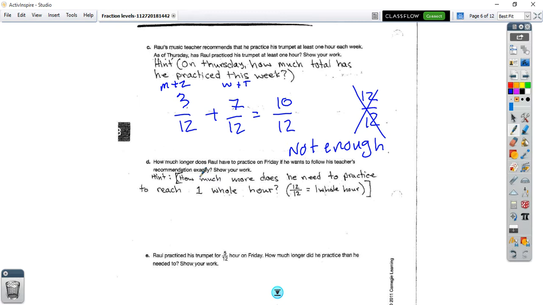D asks, how much longer does Raul have to practice on Friday if he wants to follow his teacher's recommendations exactly? Show your work. Well, we know that 1 whole hour is 12/12. So if he already has 10/12, that's 12/12 minus 10/12 is equal to 2/12 left that he has to practice. And we know that 12 times 5 is equal to 60 for an hour. So this is like 10 more minutes that he needs to practice for that hour.